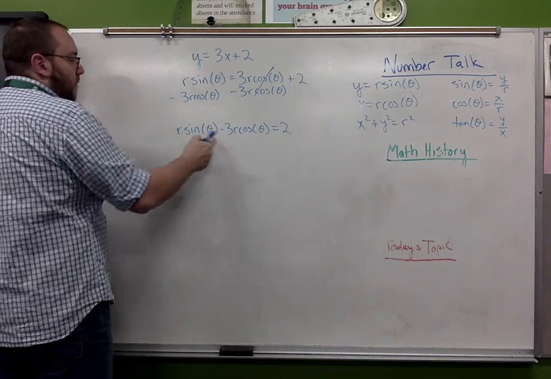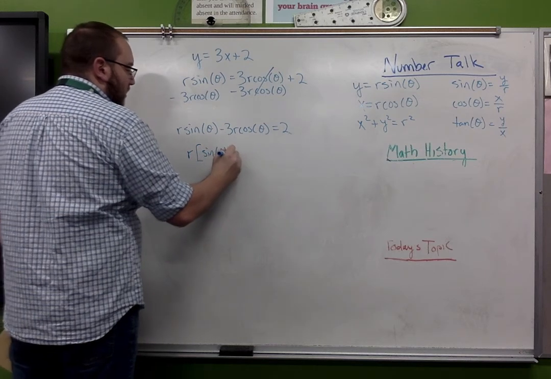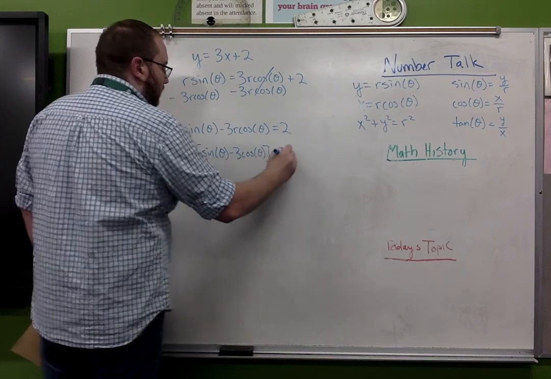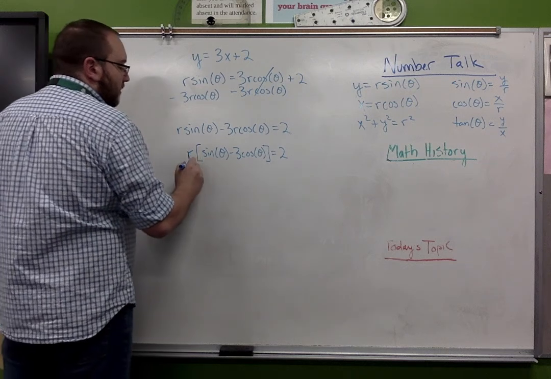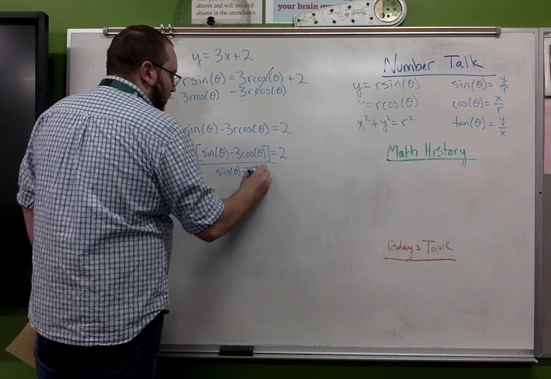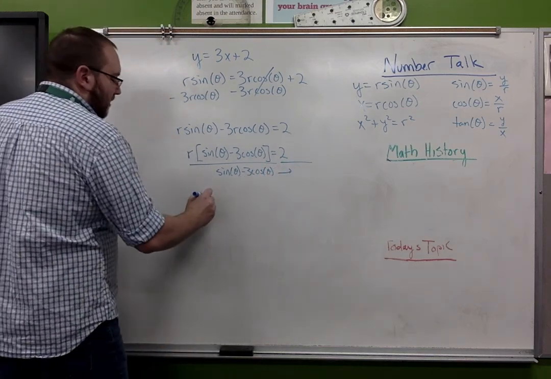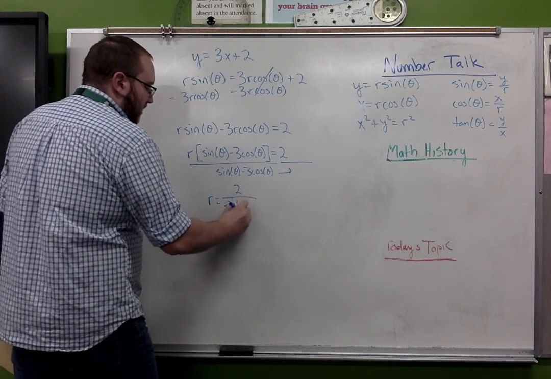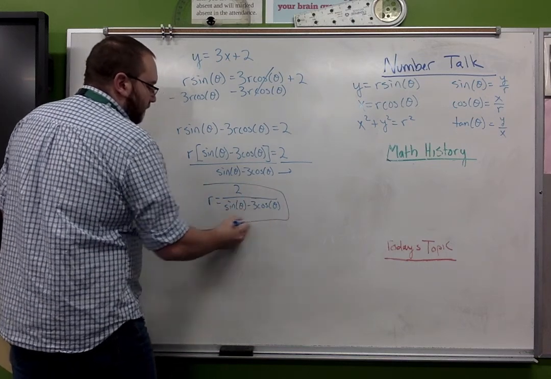I'm going to factor out a common factor here of r. So then we have r times sine theta minus 3 cosine theta equals 2. To get r by itself, I'm going to divide everything by sine theta minus 3 cosine theta. And so we get r is equal to 2 over sine theta minus 3 cosine theta. There's your answer.